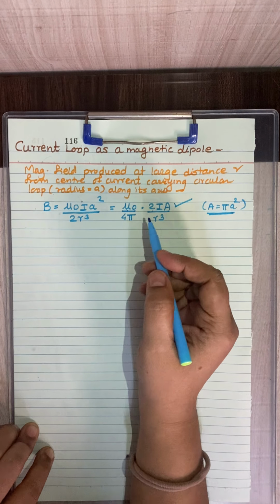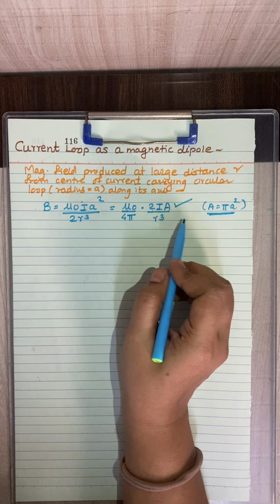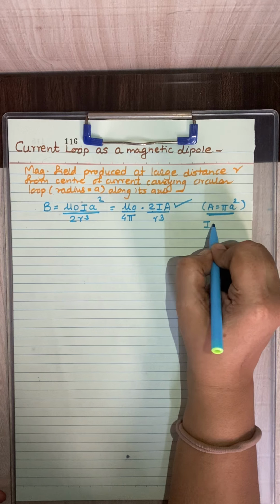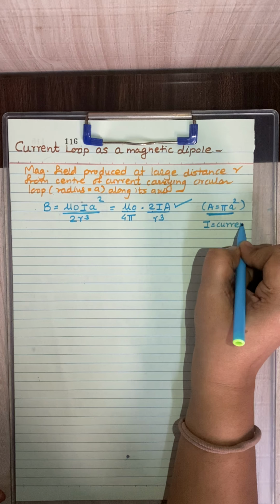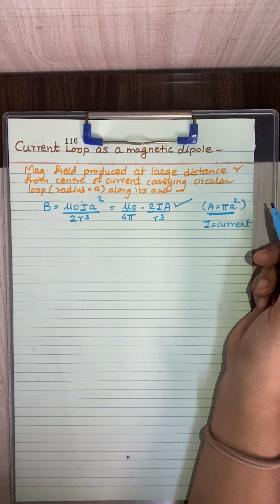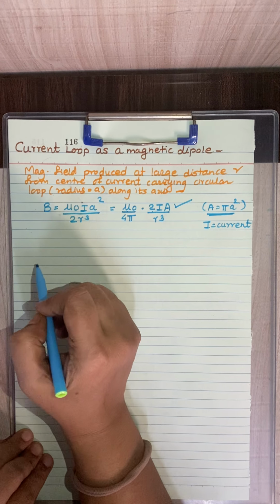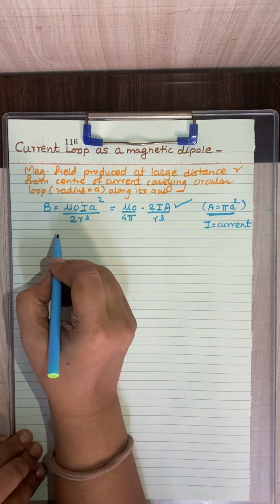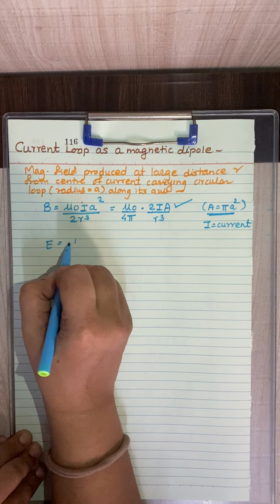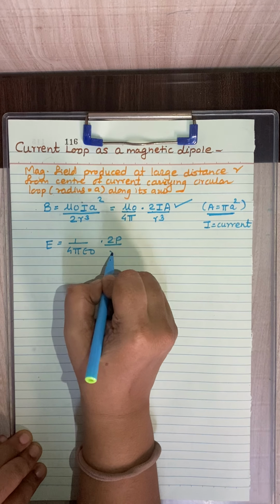Here I is the current and A is equal to pi a square is the area. So I is considered as the current and pi a square is considered as the area. On the other hand, suppose we want to find the electric field of an electric dipole at an axial point lying far away from it. If we compare this equation with the electric field, then we have studied that E is equal to 1 upon 4 pi epsilon naught into 2p upon r cube.